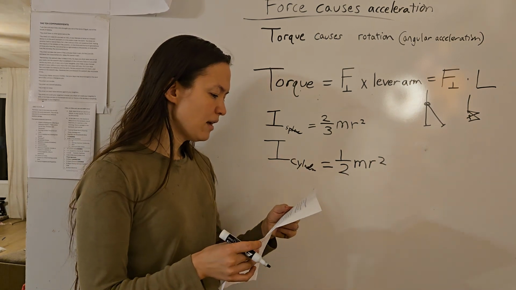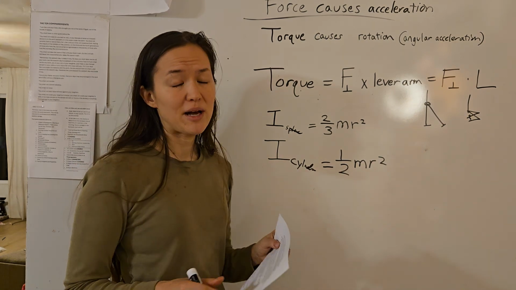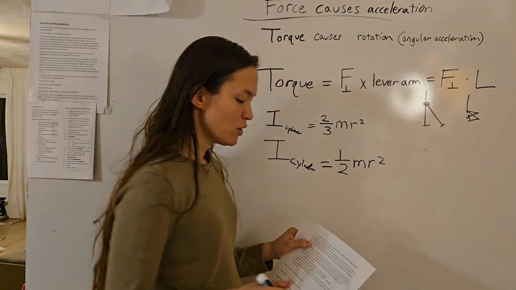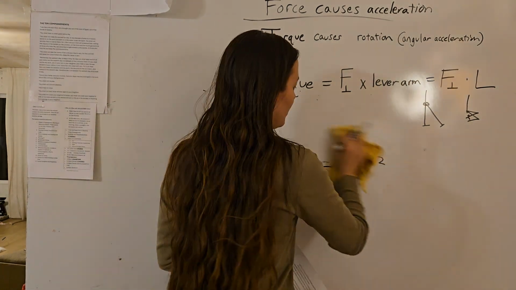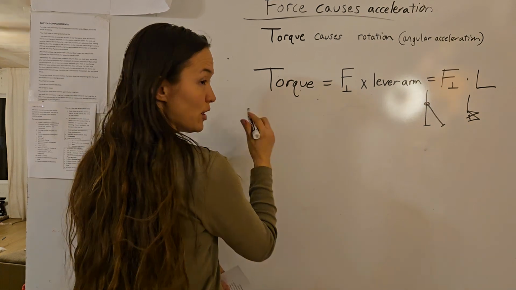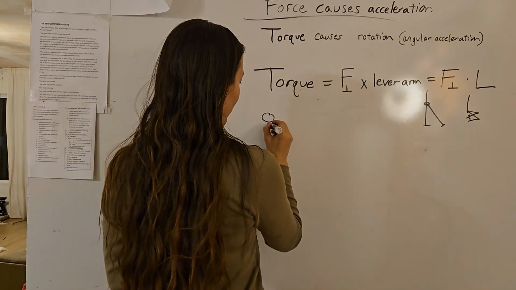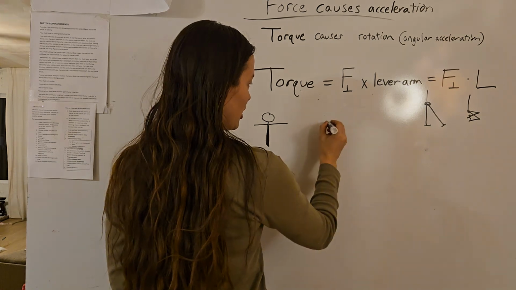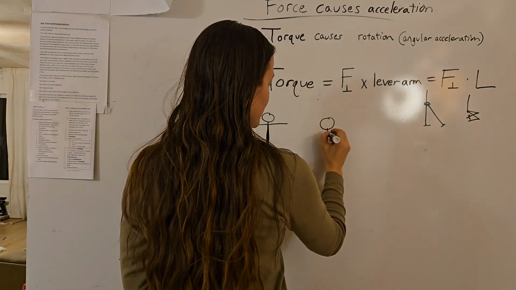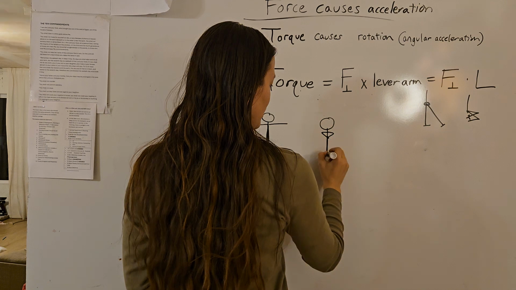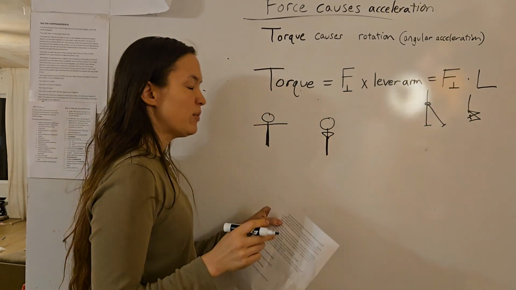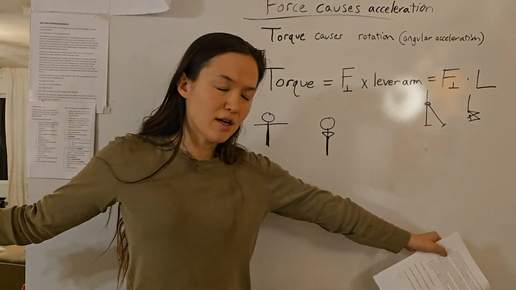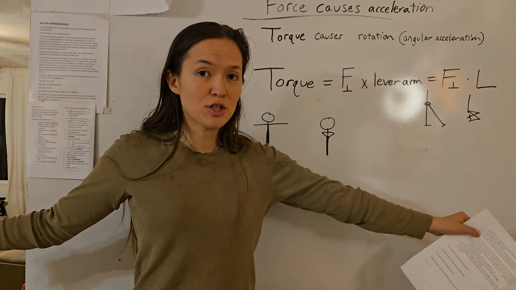Ice skating and gymnastics is all about changing your rotational inertia. A human being with arms spread out has more rotational inertia than a human being whose arms are tucked in. So you will see this a lot. In ice skating, you'll see people changing their rotational inertia a lot.